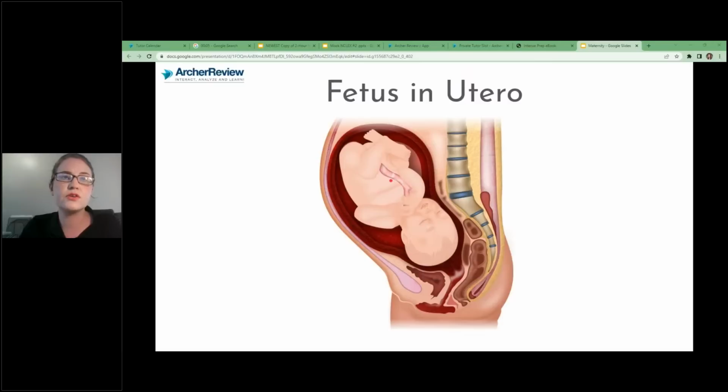The fetus has an umbilical cord, which is attached to the placenta, and the placenta, of course, attaches to the uterus, and that's where nutrients are exchanged. The mother sends nutrients through the placenta, through the umbilical cord to the baby, and the baby then sends the waste products back through that umbilical cord to the placenta to send out to the mother again. So it's really an amazing system. If you want a more detailed explanation of the anatomy, I definitely recommend you also watch the maternity video on demand if you're a member of Archer, but those are the basics.